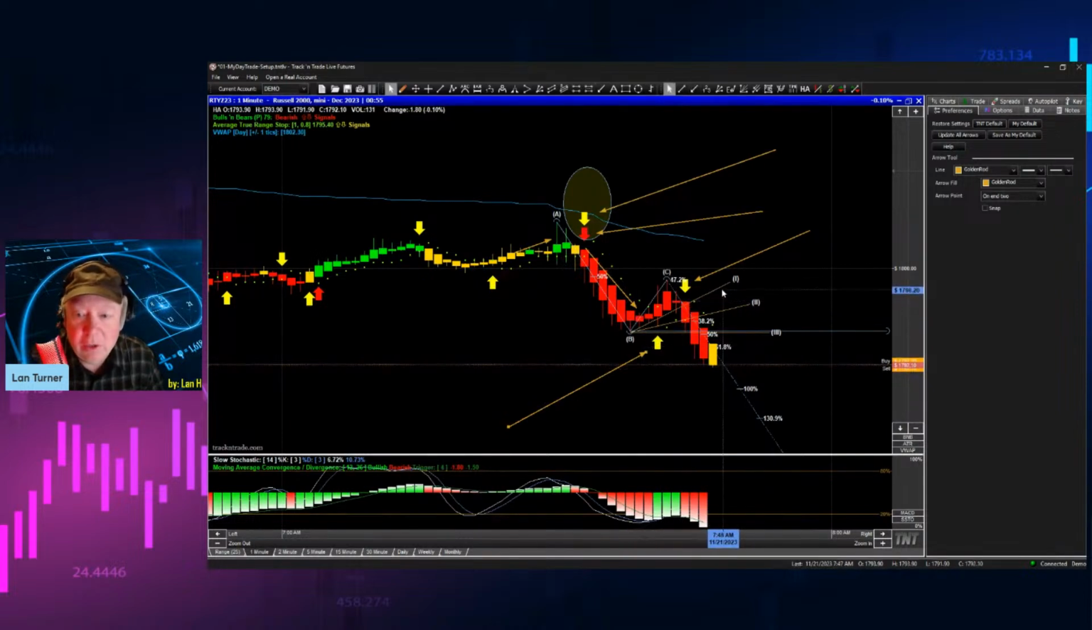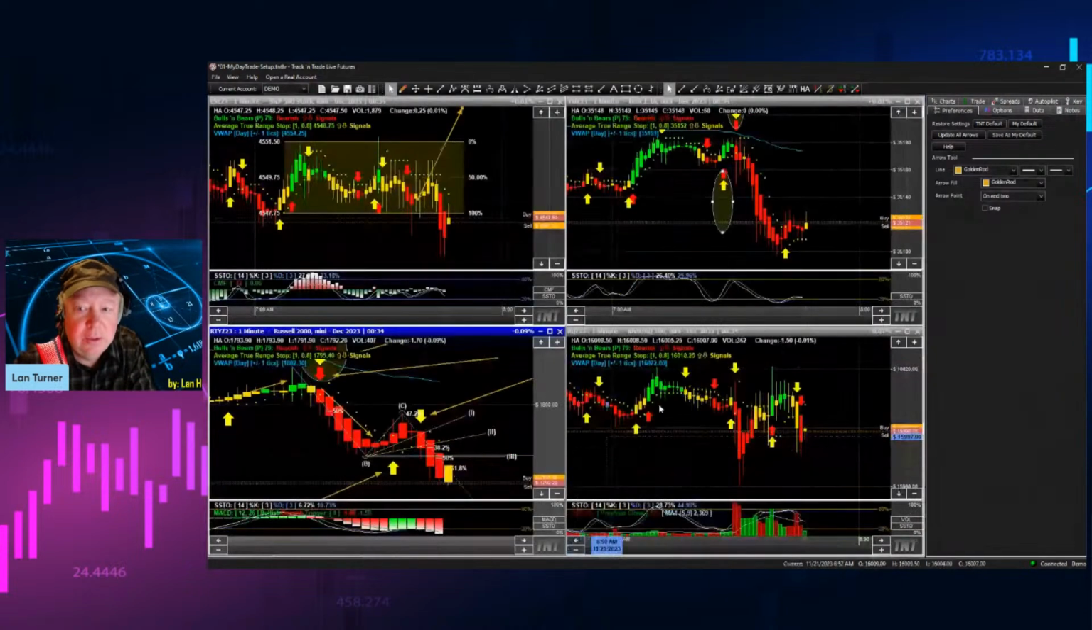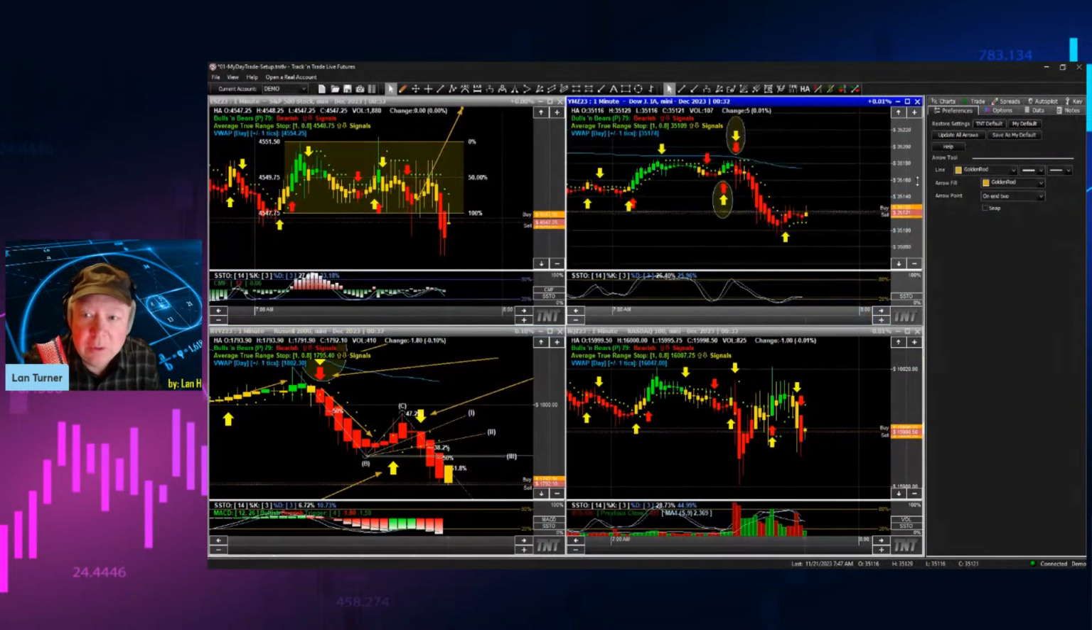So we have three locations for entry on an ABC. Again, natural trend line, mathematical breaking of the trend line, or the horizontal trend line. You can take 1, 2, or 3, or you can take all three. Depends on how aggressive you want to get and how much you believe this market's going to move. So there's that one. Let's come in and take a look at what's going on over here.